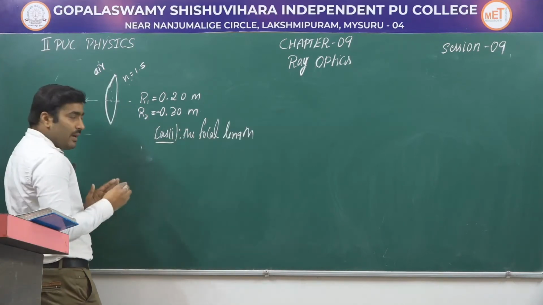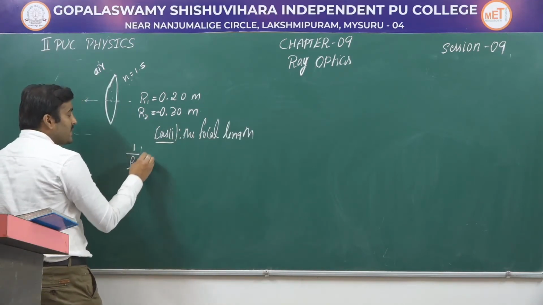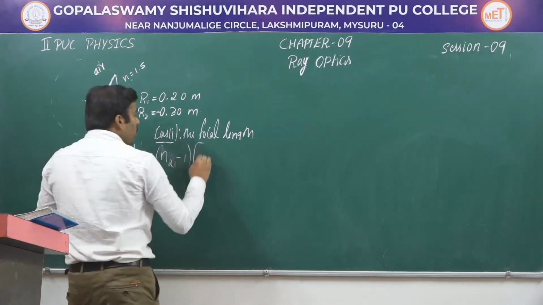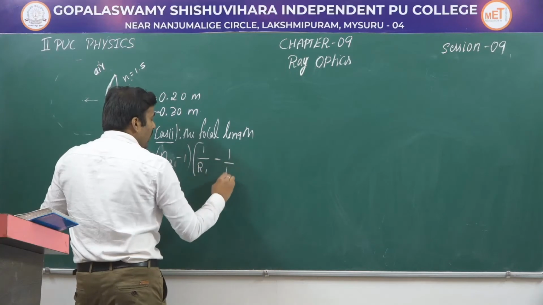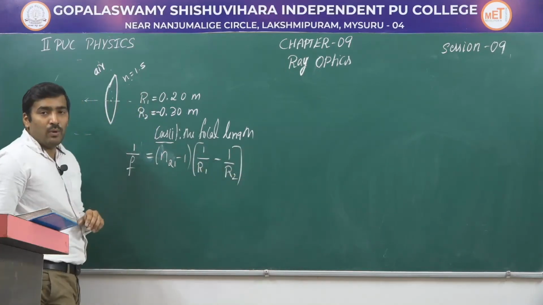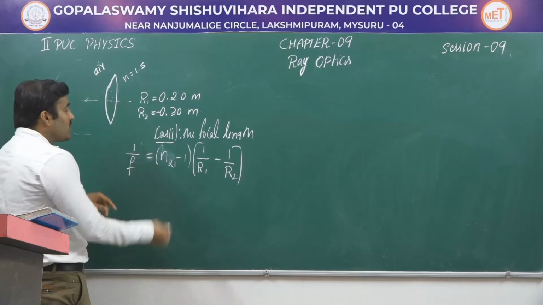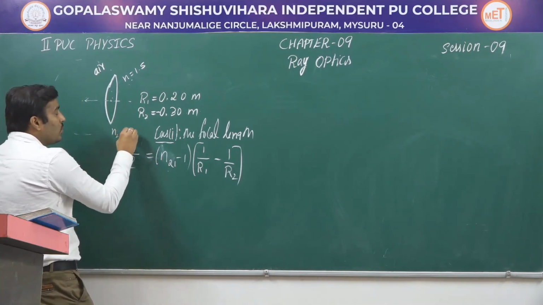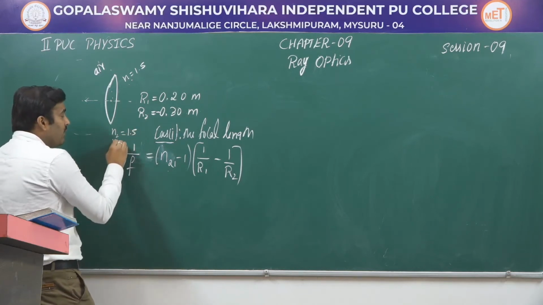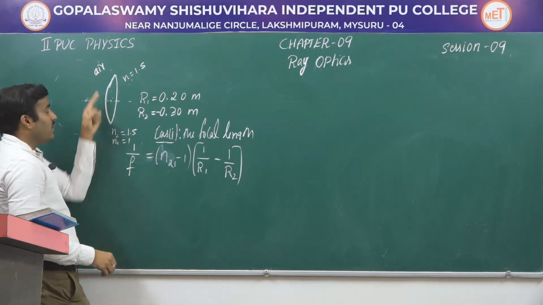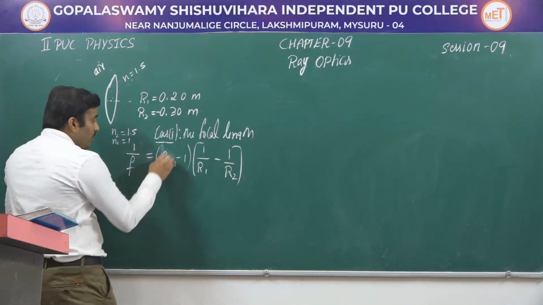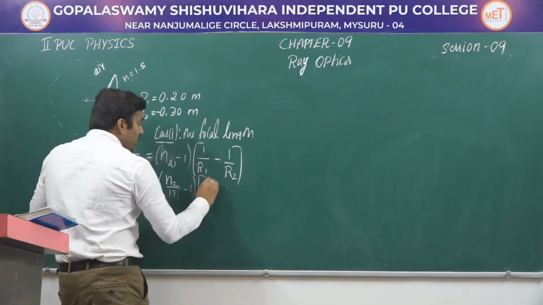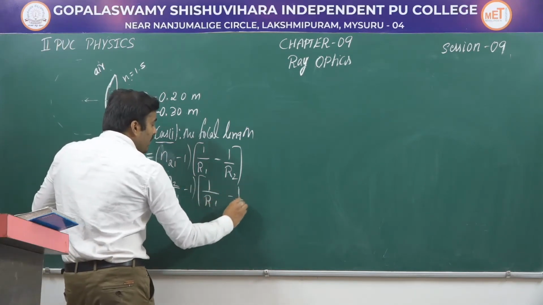Now we'll be using the lens maker's formula. The lens maker's formula is 1 by f is equal to n21 minus 1 into 1 by r1 minus 1 by r2. This is the lens maker's formula, correct? We have derived this. Since the lens is placed in air, n2 is equal to 1.5 and n1 is equal to 1. The refractive index of air is 1. So n21 is written as n2 by n1 minus 1 into 1 by r1 minus 1 by r2.